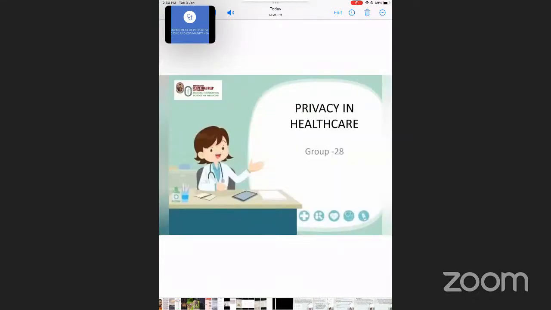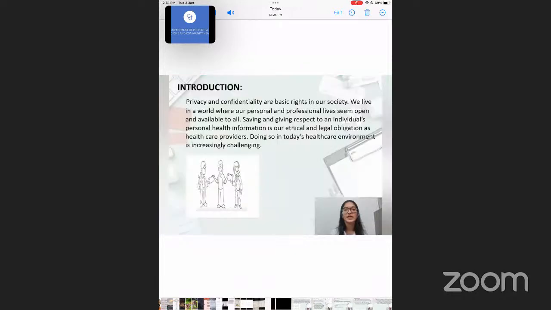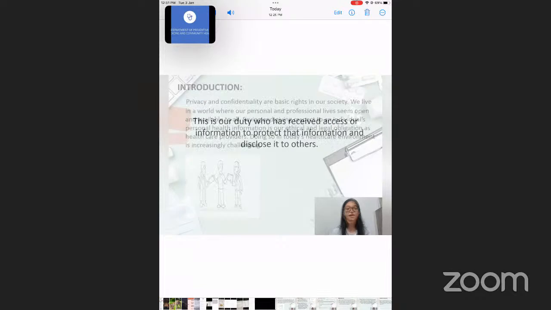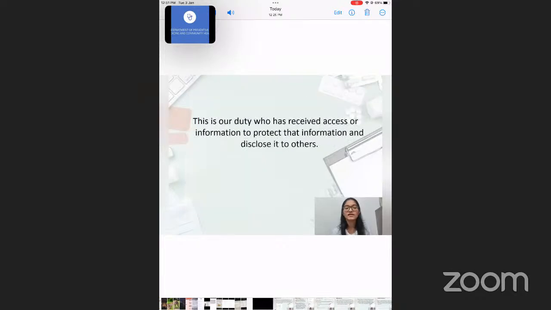It's a very interesting topic that you chose: privacy in healthcare. Privacy and confidentiality are basic rights in our society. We live in a world where our personal and professional lives seem open and available to all. Safeguarding and giving respect to an individual's personal health information is our ethical and legal obligation as healthcare providers. Doing so in today's healthcare environment is increasingly challenging.